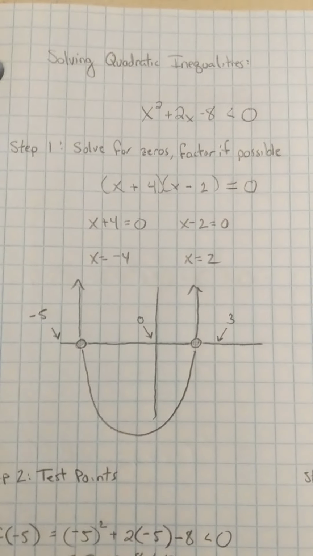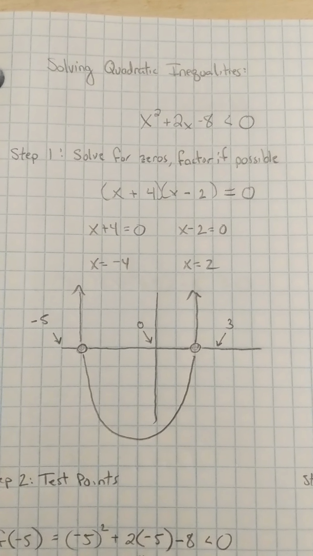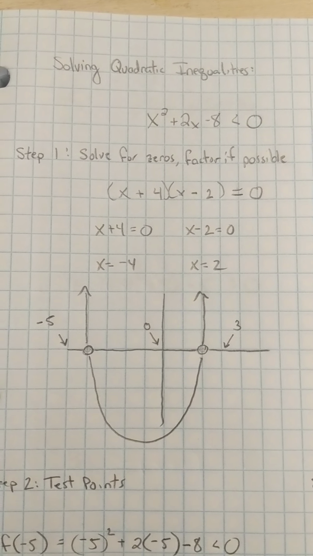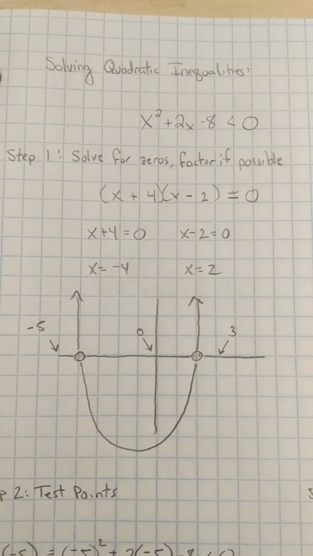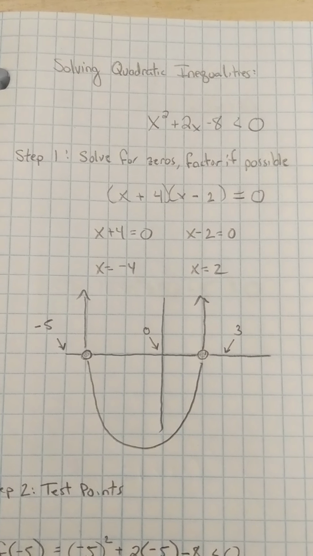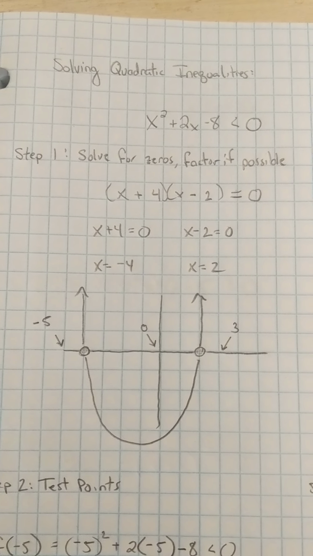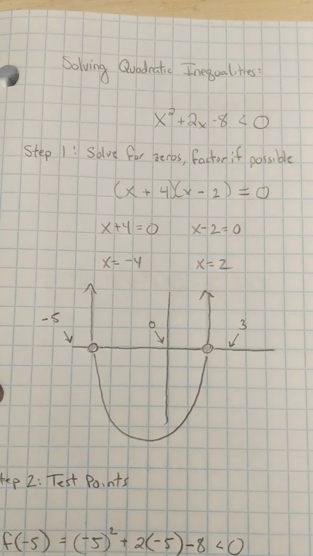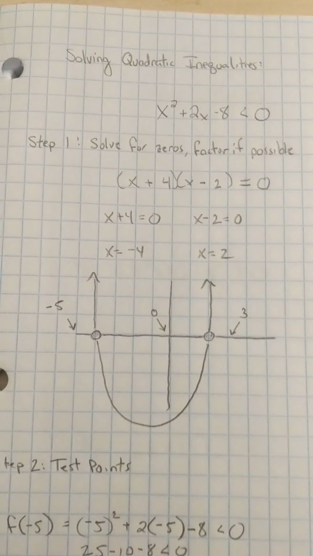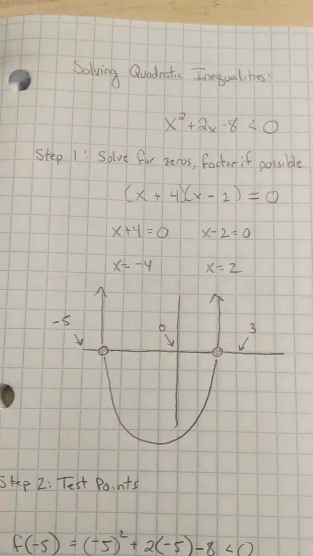So here we go. We have solving quadratic inequalities. I want to know, given the quadratic x squared plus 2x minus 8 is less than 0, where are all the values of x of that quadratic where the output is less than 0? So which x values will I plug in to get a y value that is less than 0?